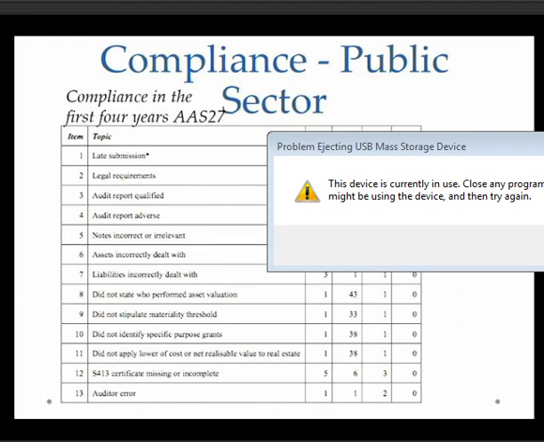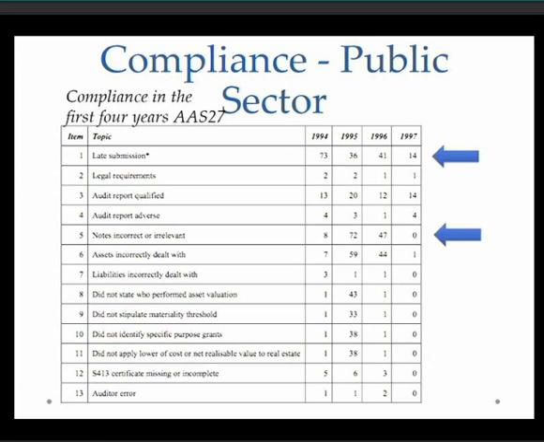Each year that was examined in the study of the compliance in the first 4 years, accounting AAS 27, there was a significant number of the 177 local governments in New South Wales that had late submissions of financial reports. This can be seen in the table. When reports are completed late, then they become outdated and useless for the users.